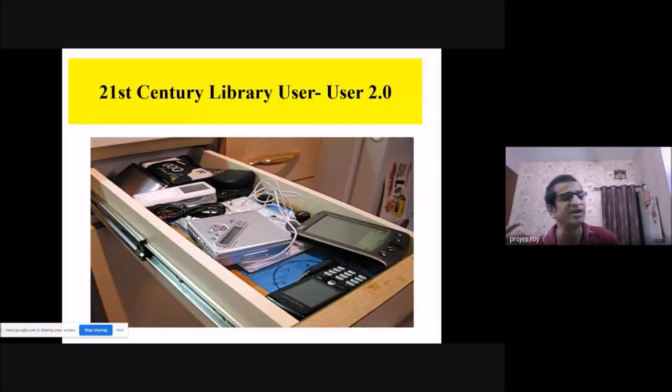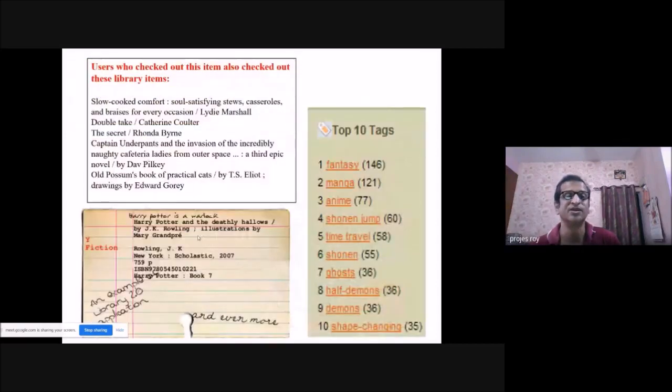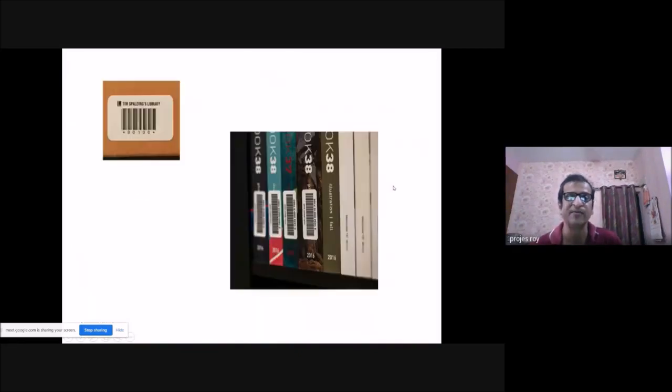Library users are different. Libraries are different. Users are not coming with pens and pencils as usual. They are coming with all this technology. So your cataloging system has changed from here. That was previously the catalog system. Now it has changed in that way.